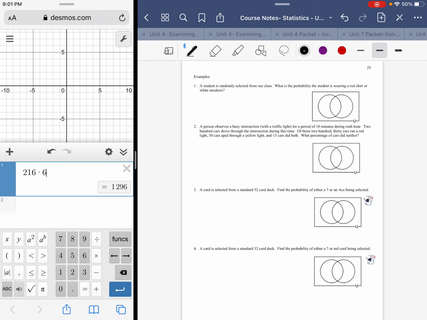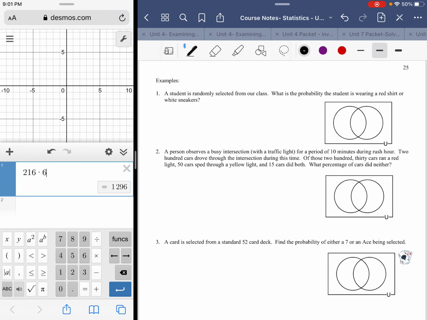A person observes a busy intersection with a traffic light for a period of 10 minutes during rush hour. 200 cars drove through the intersection during this time. Of those 200 cars, 30 cars ran a red light. All right, so number running a red light. Number that sped through yellow is 50.